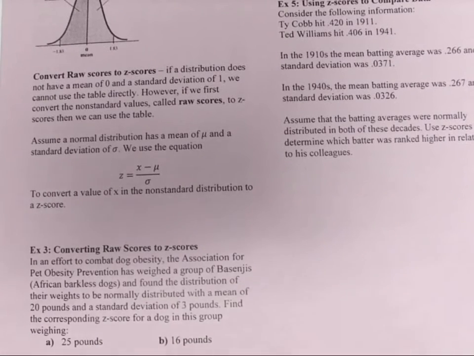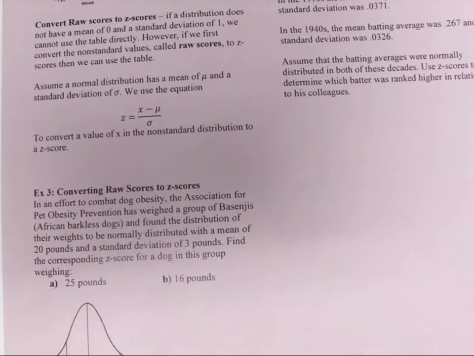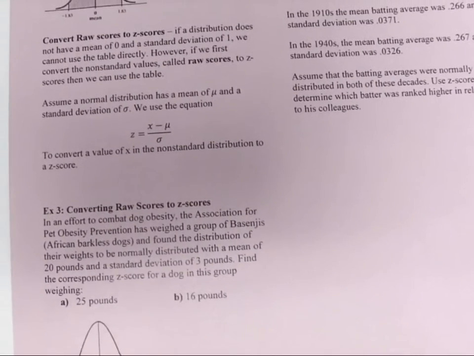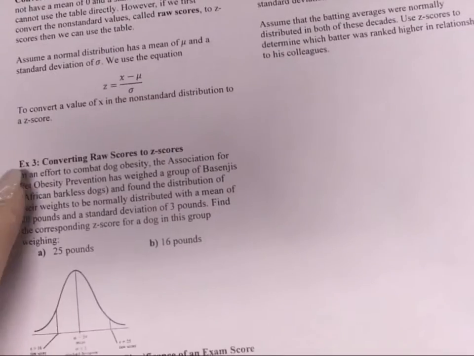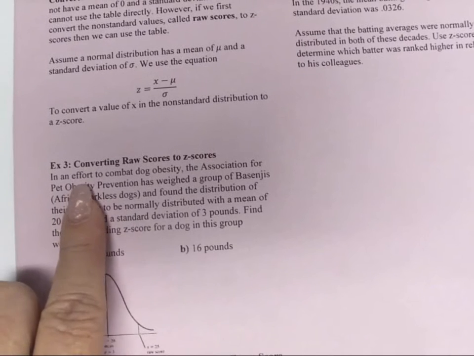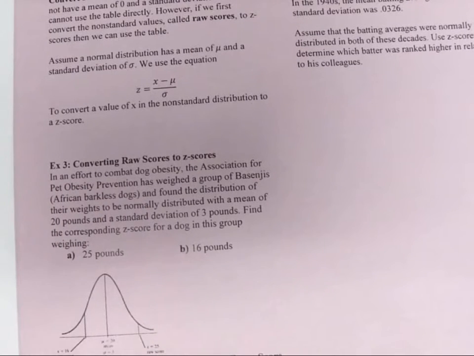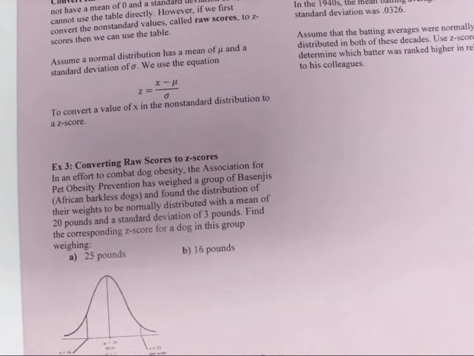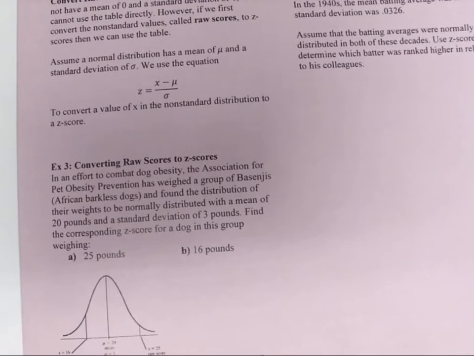So let's do this one. Example 3, we're converting the raw scores to z-scores. In an effort to combat dog obesity, the Association for Pet Obesity Prevention has weighed a group of Basenjis, African barkless dogs, and found the distribution of their weights to be normally distributed with a mean of 20 pounds and a standard deviation of 3 pounds. We want to find the corresponding z-score for a dog in the group weighing 25 pounds and 16 pounds.